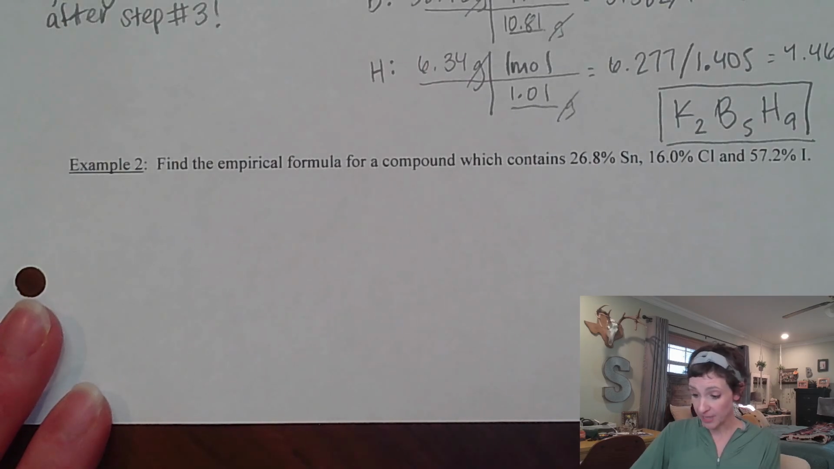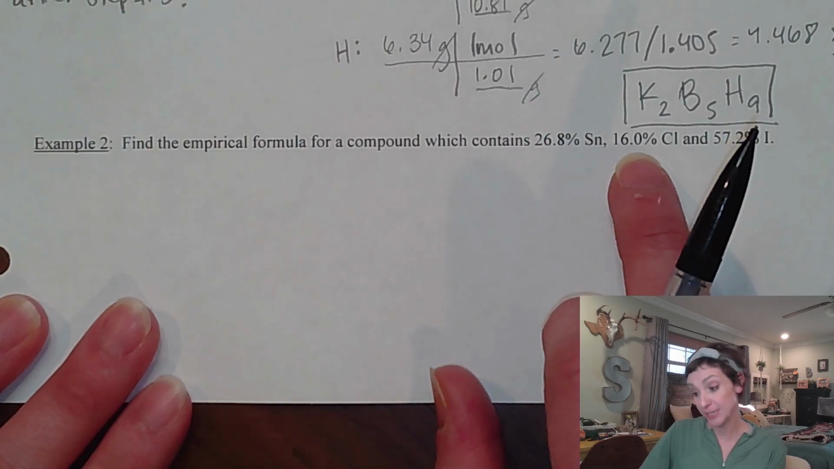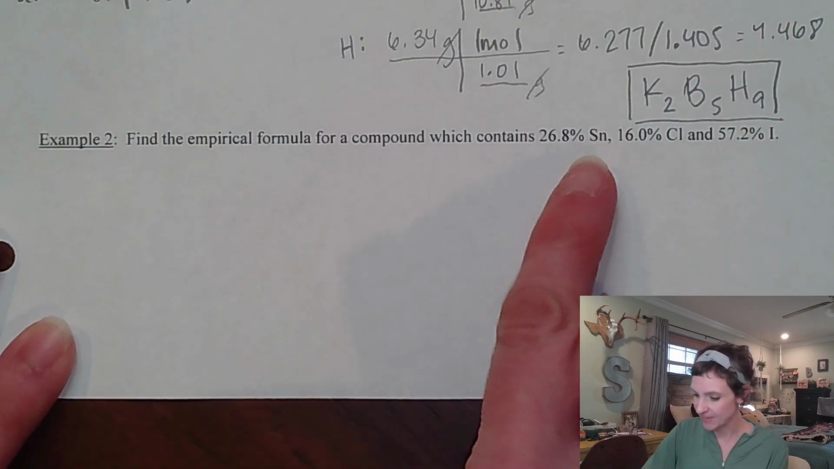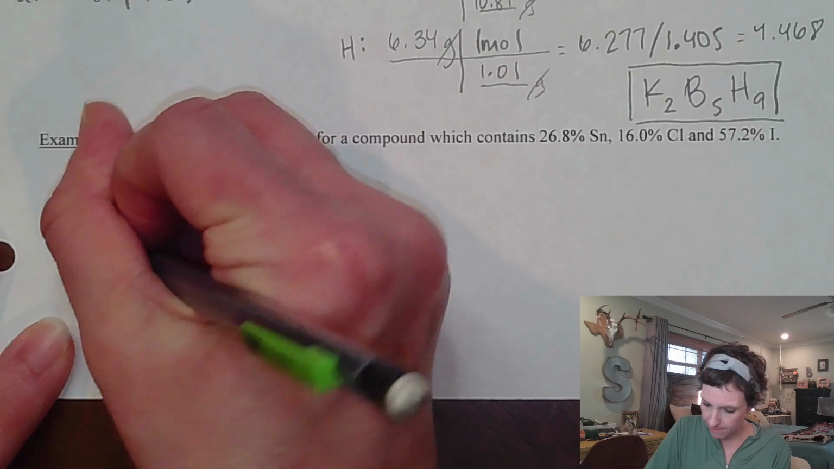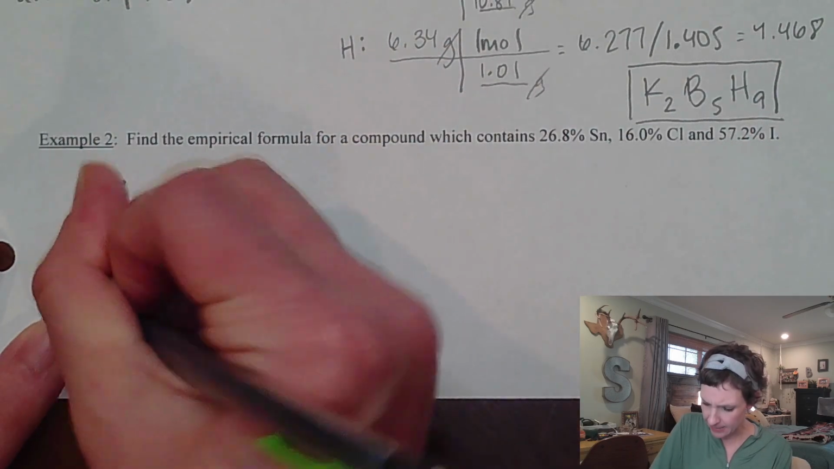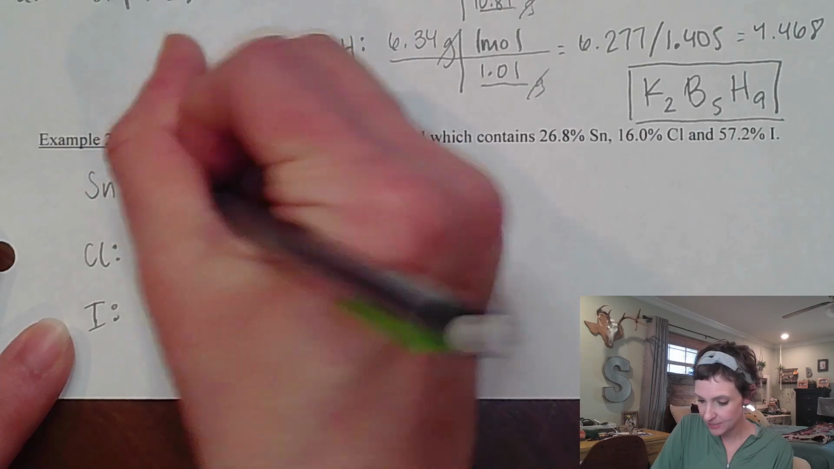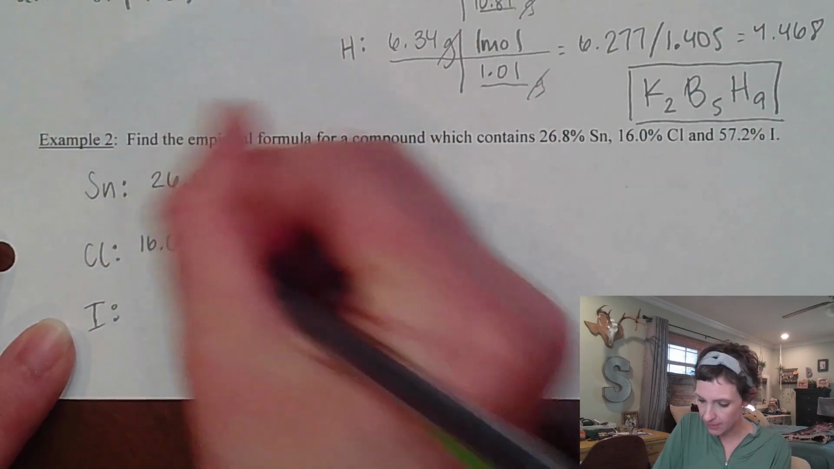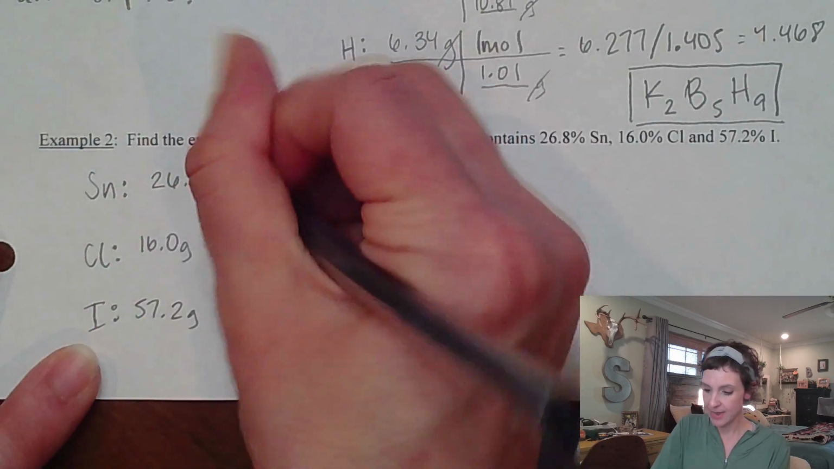It says, find the empirical formula for a compound which contains 26.8% tin, 16% chlorine, and 57.2% iodine. All right, percent to mass, mass to mole. Okay, percent to mass. First of all, we have a tin. And we have a chlorine. And we have an iodine. So for my percent to mass, let's just make those percentages mass. 26.8 grams. And then we have 16.0 grams. And then we have 57.2 grams.